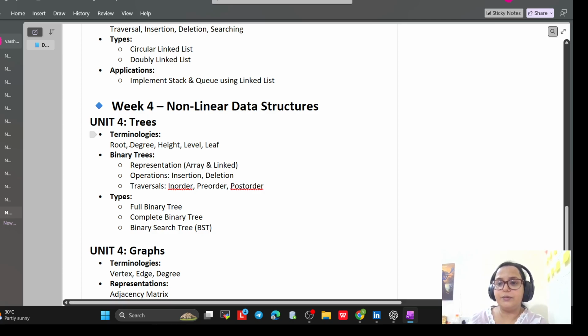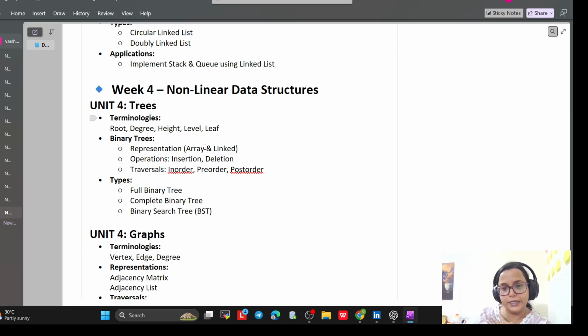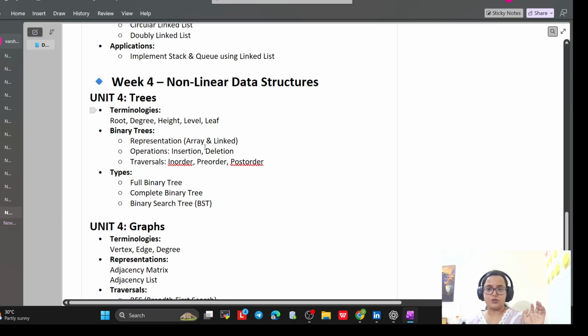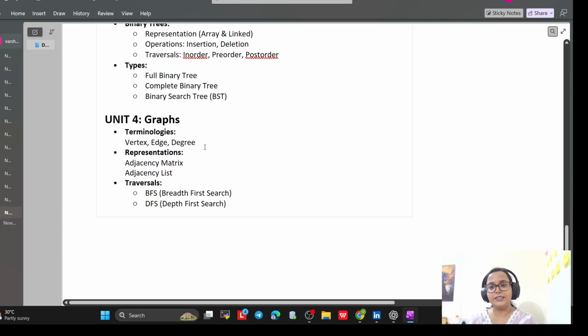Tree terminology will be root, degree, height, level, leaf. So this terminology we will discuss in a very detailed way. And in binary trees, I will show you the representation and teach you array and linked list representation, and operations, insertion and deletion. Traversal is in-order, pre-order, post-order. And in the types we will discuss about full binary trees, complete binary trees, and binary search tree, BST also. This is unit 4 and the last topic about the data structure, that is graph, also we will discuss.